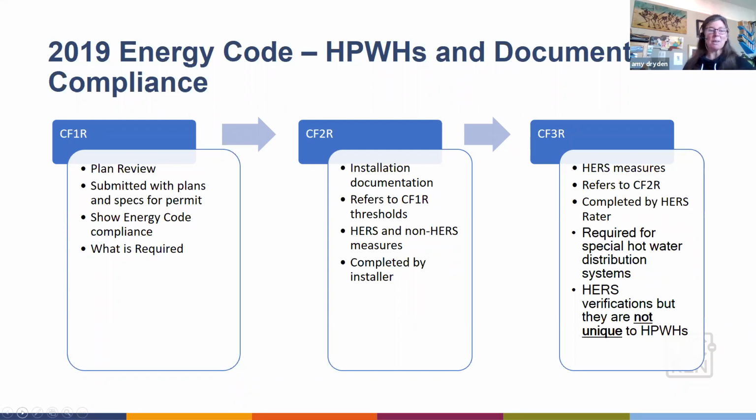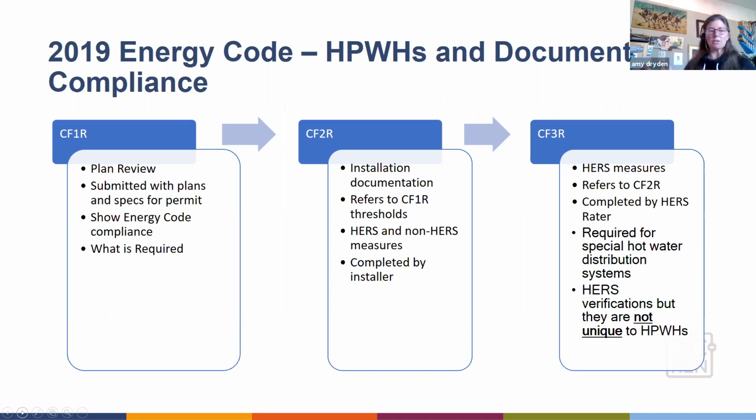So the CF1Rs, you're going to be getting those in plan review, right? They're going to be submitted with the permit. They're going to show compliance with the energy code, what's required, and call out what water heater is going to be installed. Then you can start thinking about what prescriptive or performance requirements we are looking at.